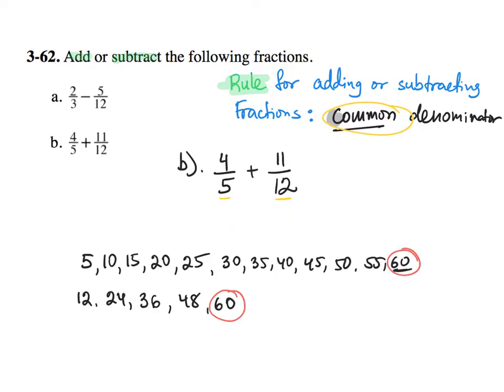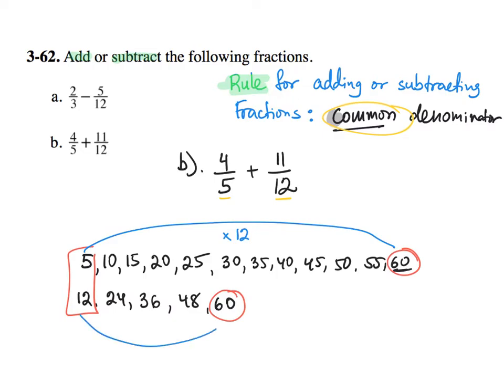Now, when numbers have nothing in common in terms of factors, the secret is to multiply them to get the common multiple. For example, 5 times 12 is 60, so that's the 12th multiple, and then 12 times 5 is 60, so that's the 5th multiple. So right now, we're going to say the least common denominator will be 60. So we're going to change our fractions.